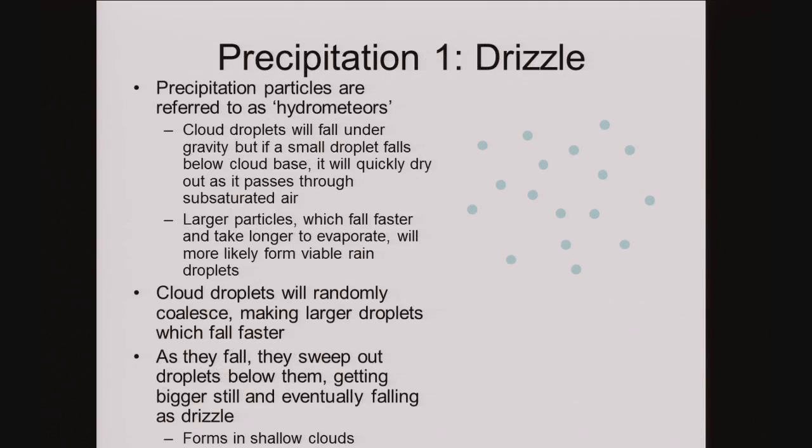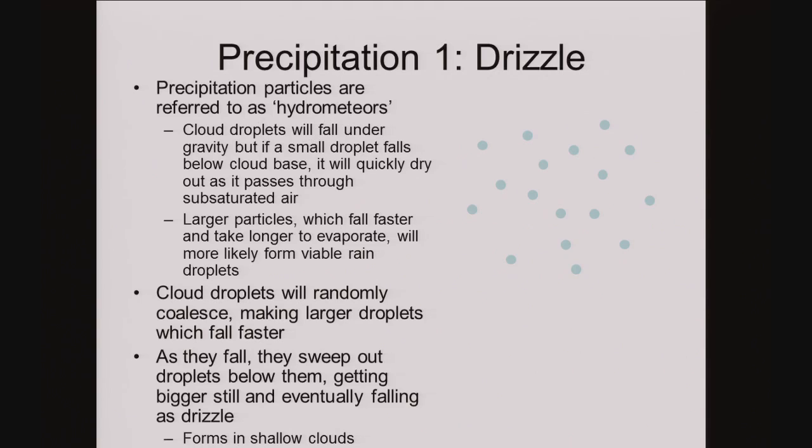Okay, so just to go through this fairly quickly now before we have a break. So precipitation. So just simplistically, precipitation particles, these are particles that start to fall from clouds. They're known as hydrometeors. Hydro, water, meteors because they fall into Earth. Cloud droplets, they're starting to fall in a cloud. They fall very slowly under gravity.